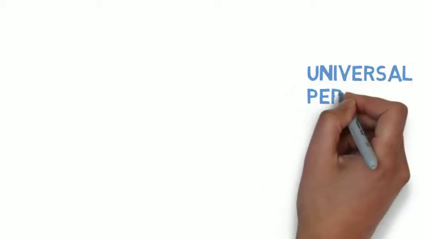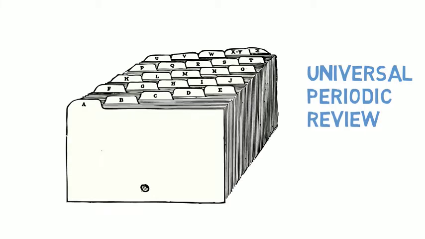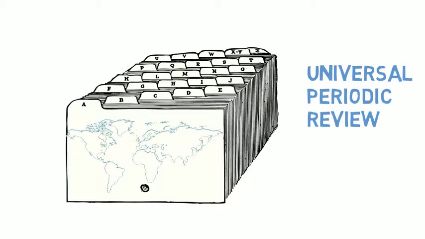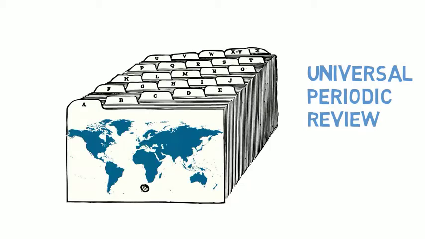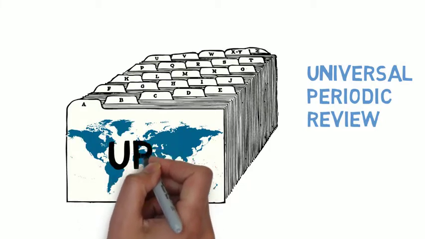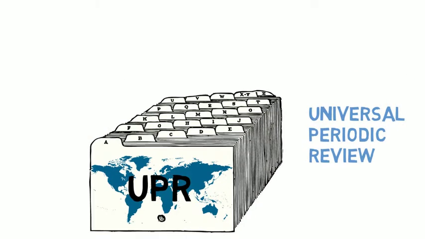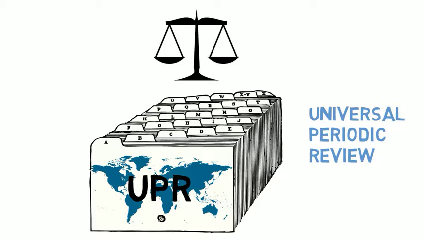The Universal Periodic Review is a good example of this. The UPR reviews the situation for all human rights in all of the UN's 193 member states. It's the only process in the world where the human rights records of all UN member states are examined in the same way, regardless of whether the countries are powerful or weak, rich or poor.